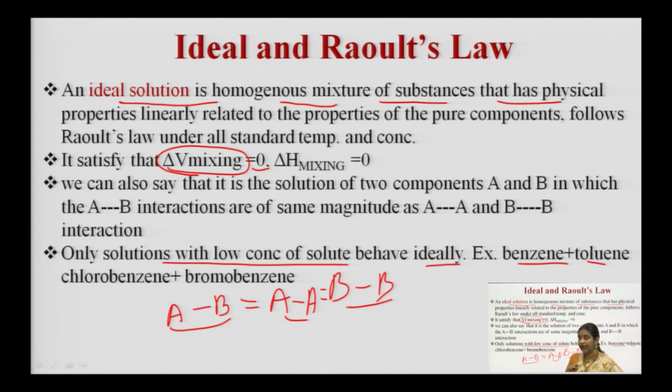What do we understand by del V? Del V of mixing means, suppose the volume of solute plus the volume of solvent, when added, gives the final volume V A plus V B. So, if we subtract the initial from the final, we will get 0. So, del V of mixing is 0. Similarly, del H of mixing is also 0.